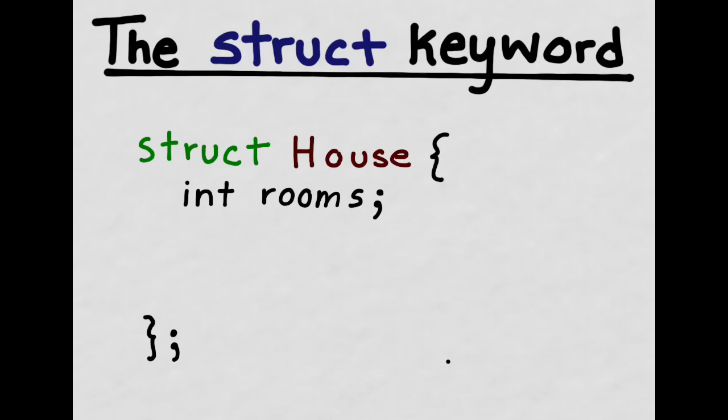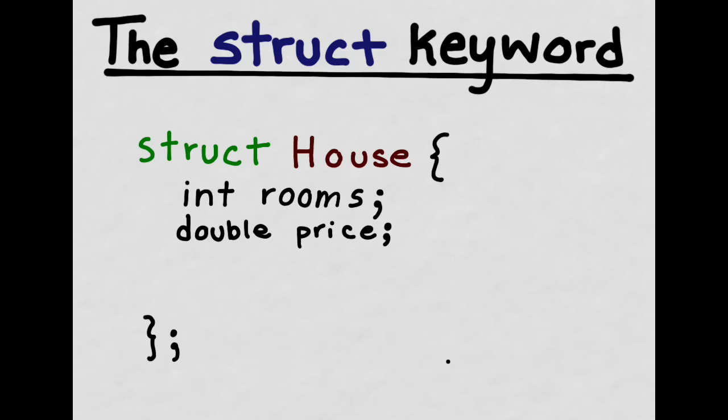Maybe we also want to keep track of the price of the house, which wouldn't necessarily be an integer, so we'll need a different data type. Let's use a double. Double price, so the house has a price.